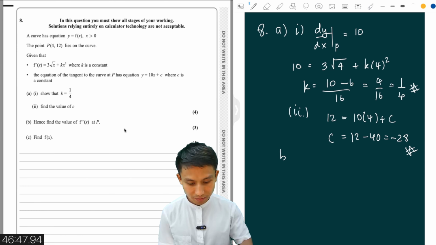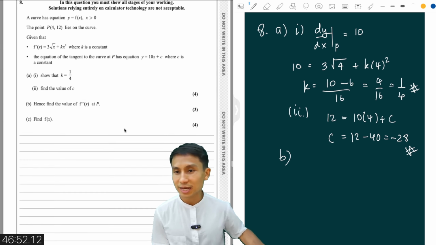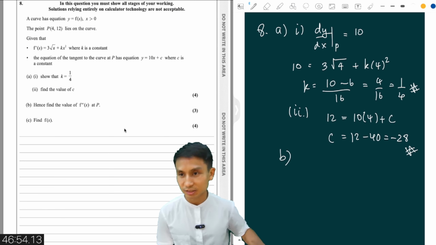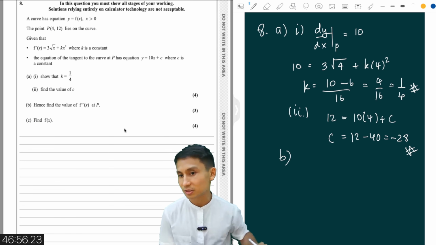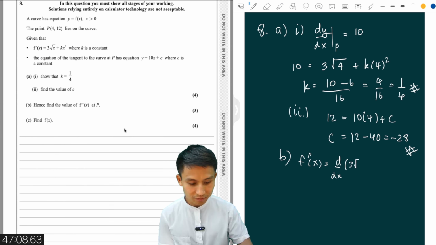And then part B, right? Hence find the value of f double dash x. That is just the second derivative. We just differentiate the first derivative again, okay, and substitute P into that. So f double dash x is just equal to, we are differentiating with respect to x of these two terms. k is just 1 over 4 there, we already know that.